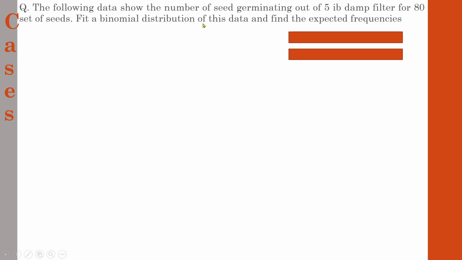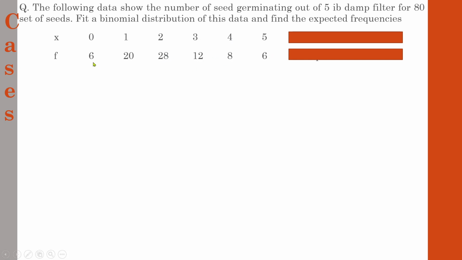Fit a binomial distribution to this data and find the expected frequencies. Apart from that, in the question it is given that x is the number of seeds germinating out of 5 IB lamps. So we have got the value of small n, and x is known. X is 0, 1, 2, 3, 4, 5, and you need to find the extra 0 event as well. The frequency is also given: the occurrence of 0 is 6, occurrence of 1 is 20, 2 is 28, 3 is 12, 4 is 8, 5 is 6.